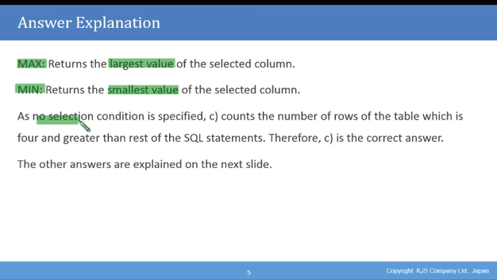As there is no selection condition specified, C counts the number of rows of the table, which is 4. This is greater than the rest of the SQL statements. Therefore, C is the correct answer. Let's have a look at what values are returned from the other SQL statements on the next slide.